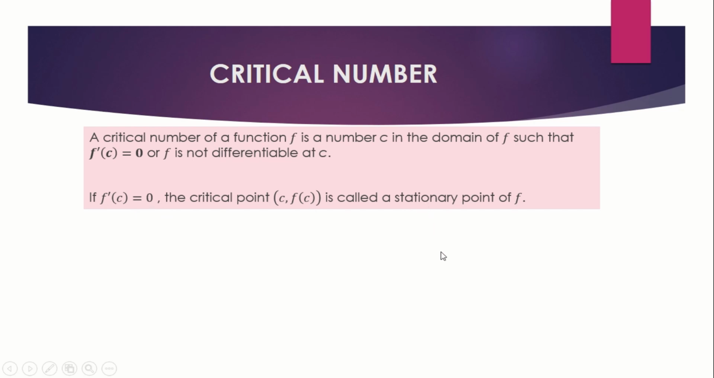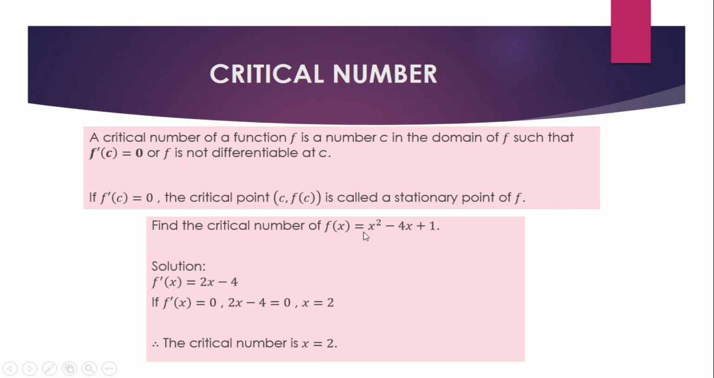Next, we try to find the critical number of a function f(x) equal to x squared minus 4x plus c. So if you want to find the critical number, we need to find f'(x), since f'(c) is equal to 0. So f'(x), we differentiate, we get 2x minus 4. We make it equal to 0. So we get x equal to 2. So therefore, the critical number for this function is x equal to 2.